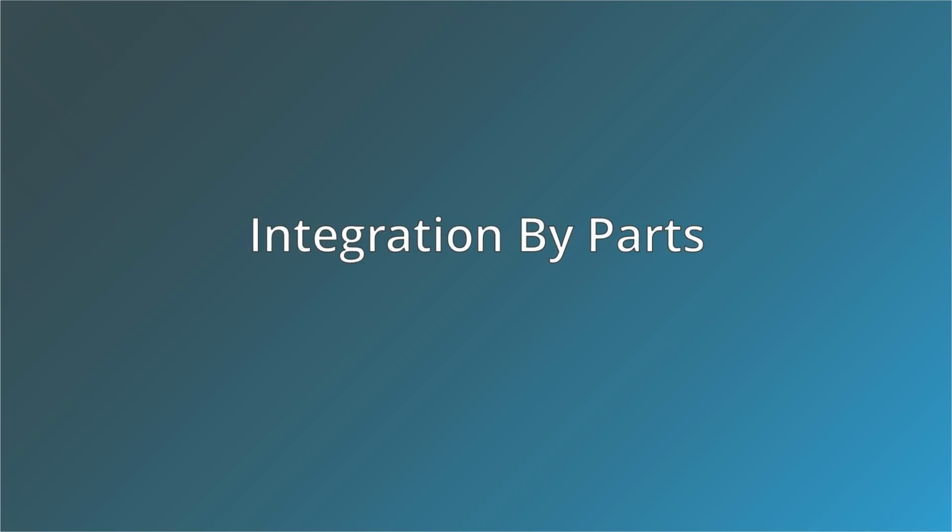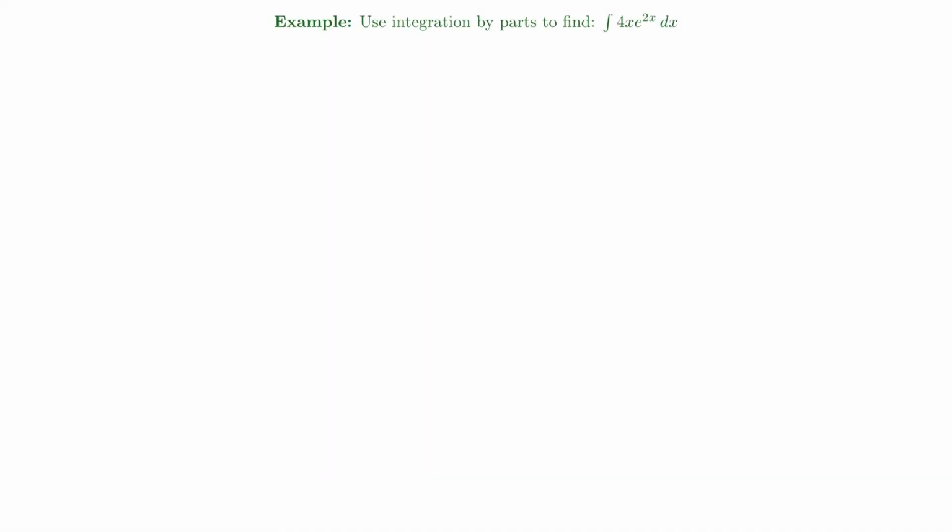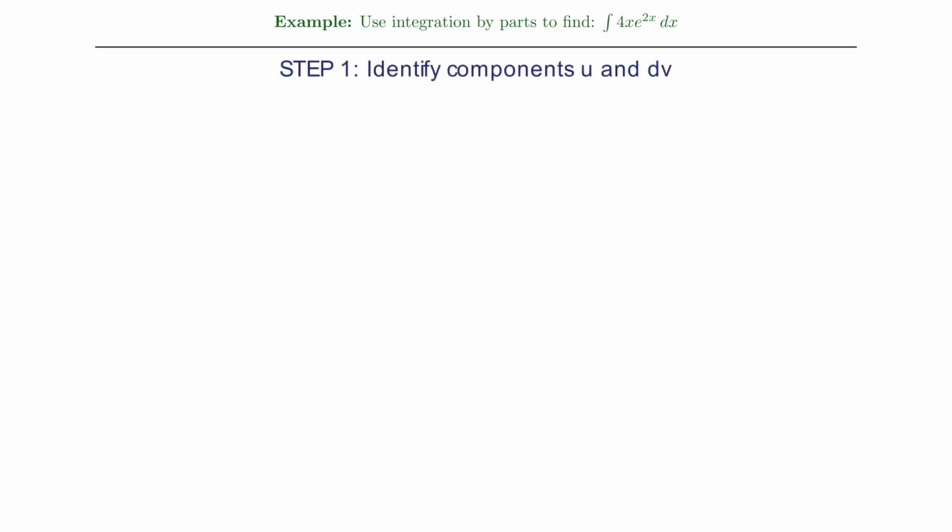In this video, we're performing integration of a product using integration by parts. For this example, we're integrating the function 4x times e to the 2x with respect to x. The first step is we need to identify which of the two functions is going to be u and which one is going to be the derivative dv dx.